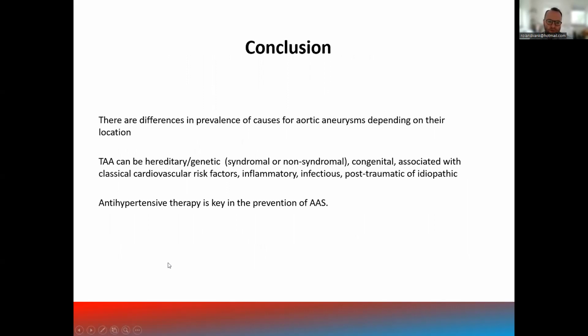In conclusion, there are differences in prevalences of causes for aortic aneurysms, and they depend on their location. Thoracic aortic aneurysms can be hereditary or genetic, and can be syndromic or non-syndromic. They can be congenital, associated with classical cardiovascular risk factors. Inflammatory and infectious causes may play a role. They can be post-traumatic or even idiopathic. And antihypertensive therapy is key in the prevention of the development of an acute aortic syndrome in all causes.